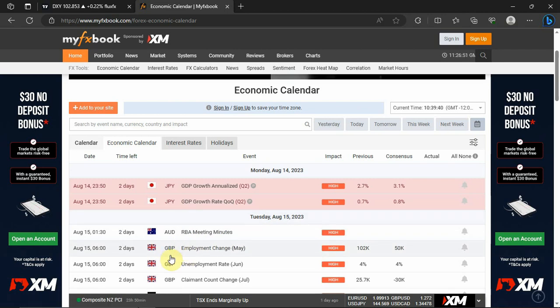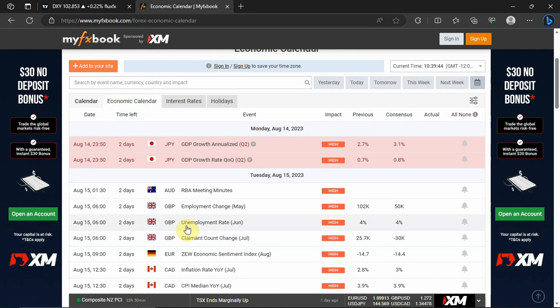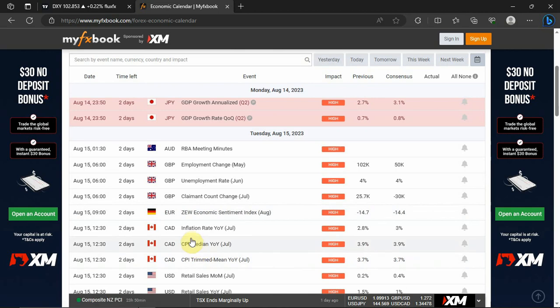Then on that same Tuesday, you have GBP employment change for the month of May. We have the unemployment rate for GBP for the month of May. Then we have the claimant count change for the month of July for GBP. We have the economic sentiment index for the month of August for Germany. We have inflation rate year over year for the month of July for Canada. We have CPI median year over year for the month of July for Canada. We also have CPI trimmed mean year over year for the month of July for Canada.